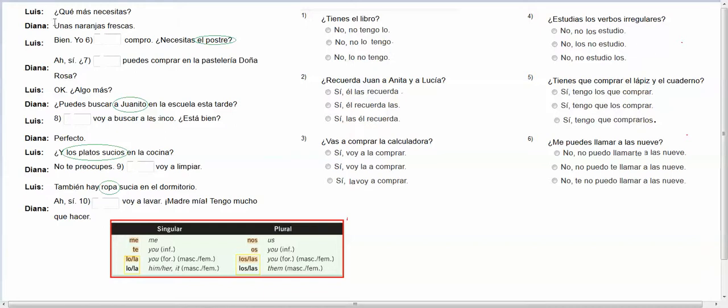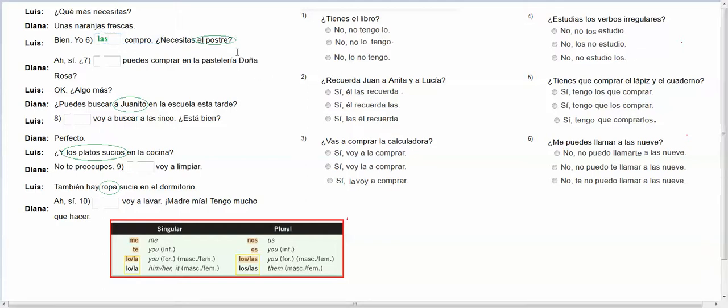Okay, so if we keep going, he says, ¿Qué más necesitas? What else do you need? She says, unas naranjas frescas. So she also needs fresh oranges. Bien, yo blank compro. So he would say, fine, I'm going to buy what? I'm going to buy them, meaning the oranges. So we want our them to agree with oranges. Oranges is plural and feminine, so the them we would use is las. Yo las compro.